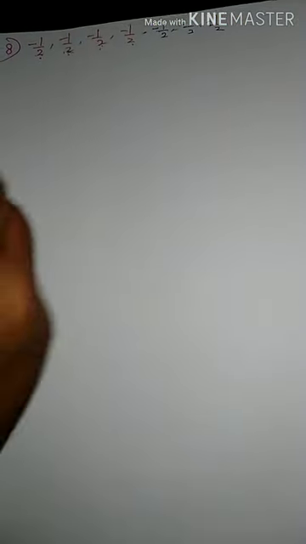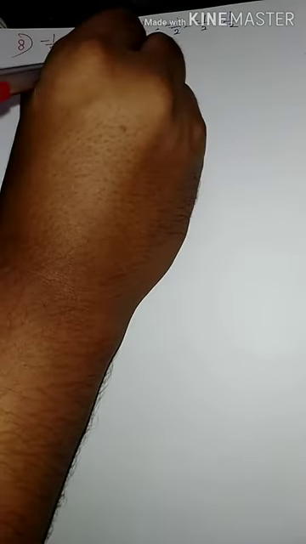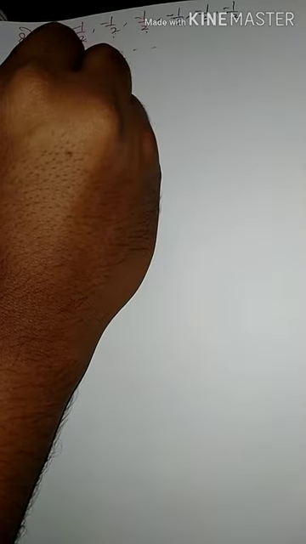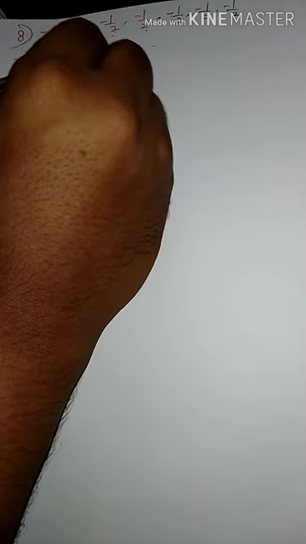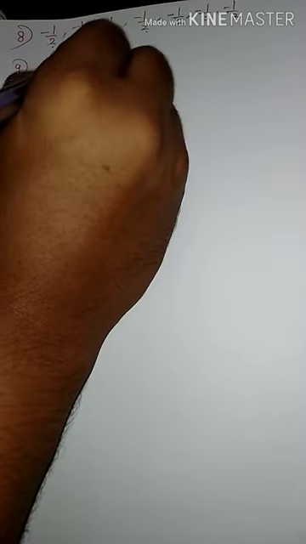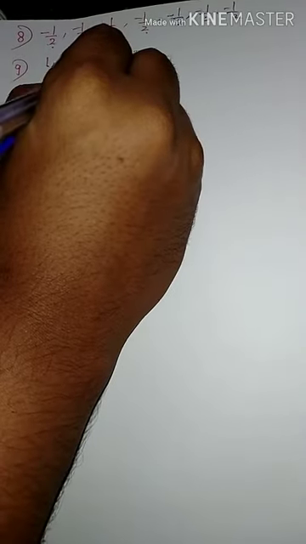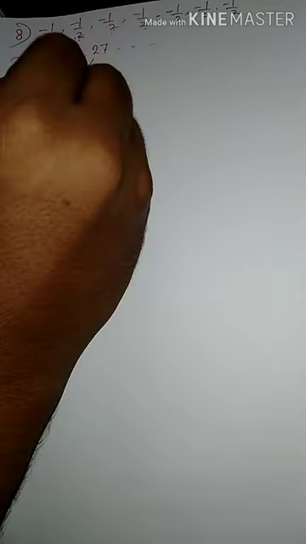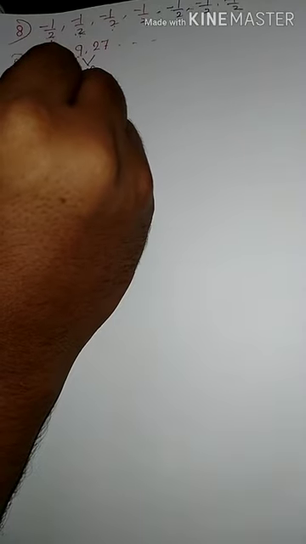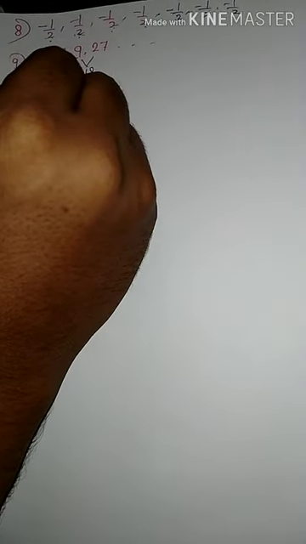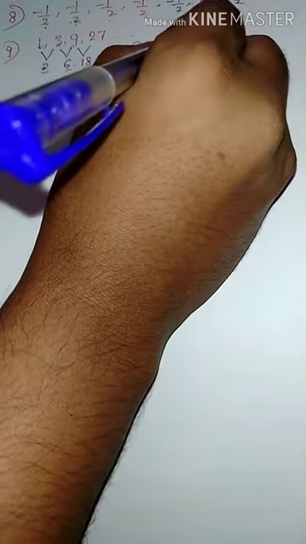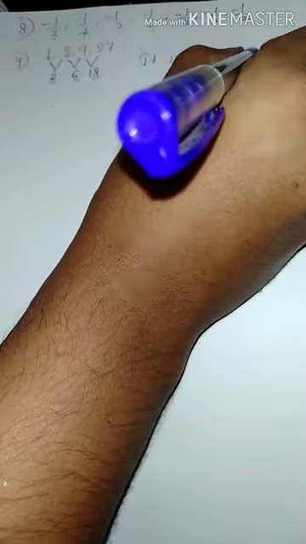The next, ninth one: 1, 3, 9, 27, and so on. So here the common difference: 3 minus 1 is 2, 9 minus 3 is 6, 27 minus 9 is 18. See here, the difference between any two consecutive terms is not the same. It's 2, 6, 18. Therefore, it is not in an AP.